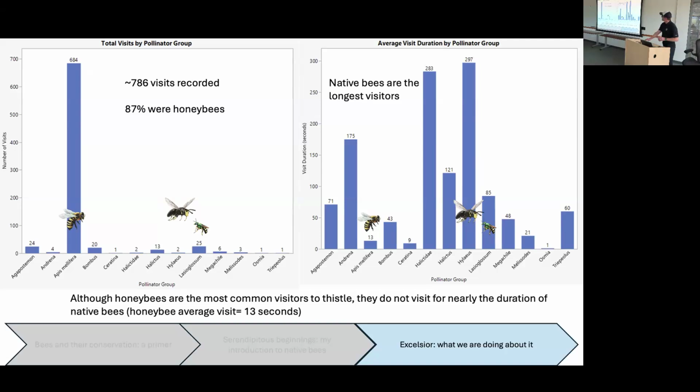But when we also look at the duration of those visits as taken from that video data, you can see that Apis mellifera, the European honeybee, actually doesn't spend a lot of time on these plants. They kind of check them out, rustle around a little, and are gone in about 13 seconds on average, the average of 684 visits. But if you look at these other species like Halictus, Lasioglossum, Andrena, they're hanging out on these plants for minutes and rustling around on them and really snuffling around in there. Like they love these plants.